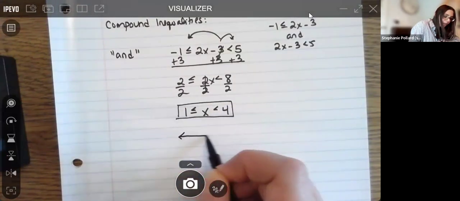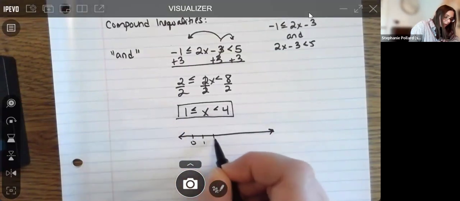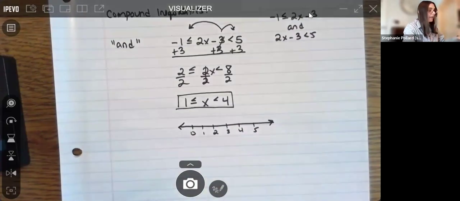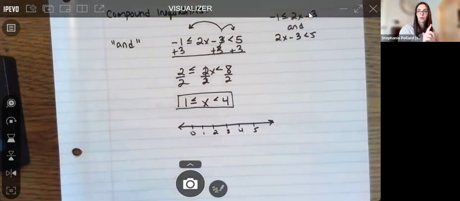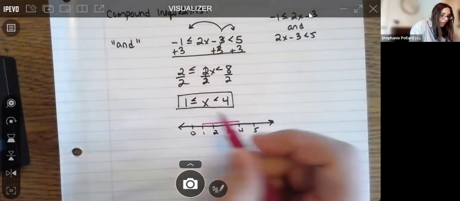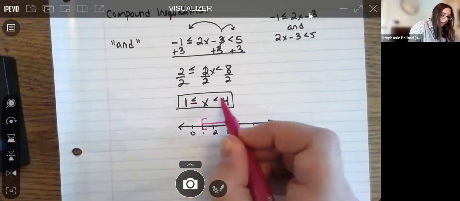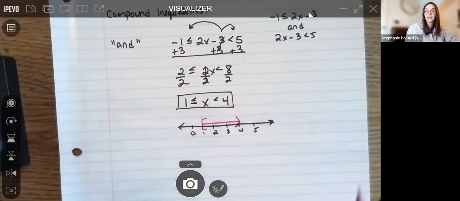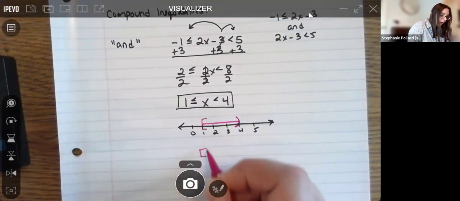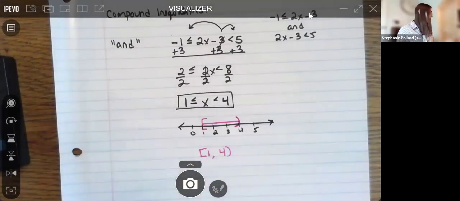All right, how do you graph this? Well, I need to have 1 and 4 there. So let's do 0, 1, 2, 3, 4, and 5. And notice how the x is in between 1 and 4. So you're going to shade in between 1 and 4. Now on the one side, I have an equal sign, so I'm going to use a bracket. On the right side, there is no equal sign, so I'm going to use a parenthesis. And then for interval notation, I would match that. I go from 1 to 4, bracket on the left, parenthesis on the right.